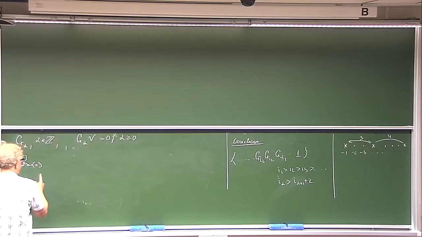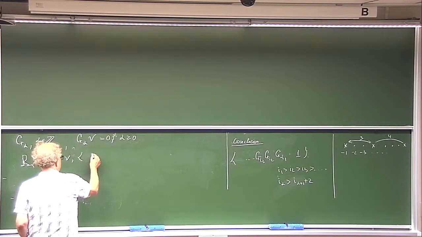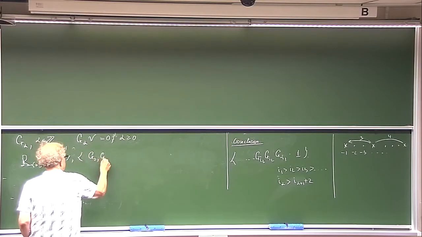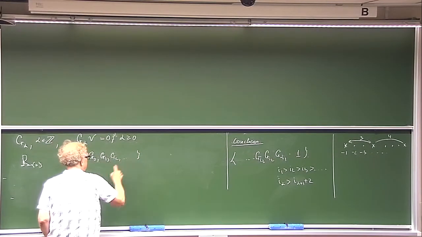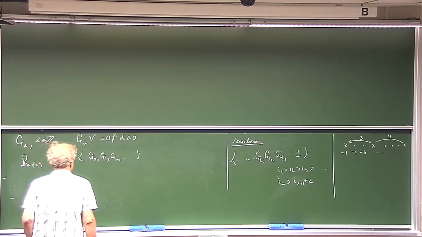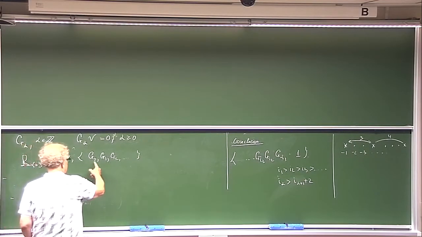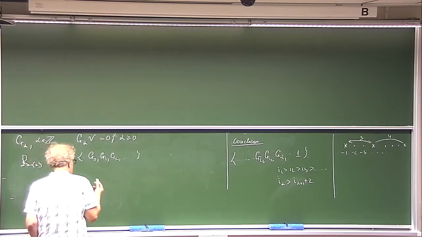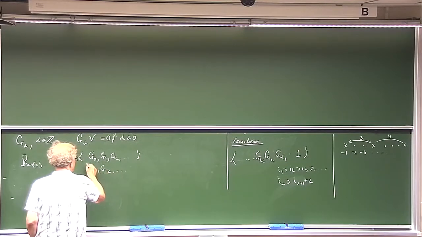This 0 means that the highest weight vector here, V, is killed by G0, G1, G2, and so on, such elements kill the highest weight vector. And because my algebra is skew symmetric, it means that on this representation these elements are acting by 0, and what is really acting is the remaining things, so G minus 1, G minus 2, and so on.